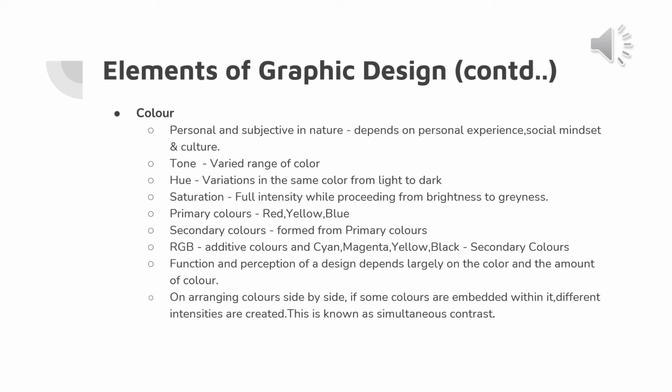Colors are of three types: the tone, the hue and the saturation. When we say a tone, we look at the wide range of colors that exist. When in a hue, you say the same color ranging from light to dark, the variations that appear in that. Saturation is the full intensity while proceeding from brightness to grayness.